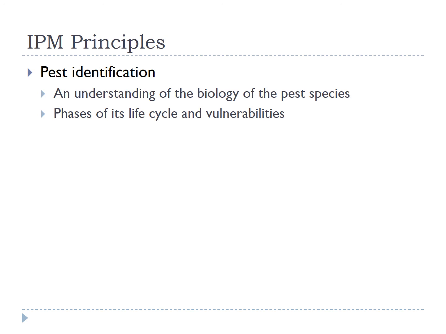Oftentimes, many insects are protected in the egg stage, but vulnerable as larvae. But if those larvae are inside the tree, I may not be able to get to them. And so I might have to wait until the adult stage is out. And so having an understanding of when life stages are around, which life stage causes damage, and at which life stage I might be able to manage it is important.